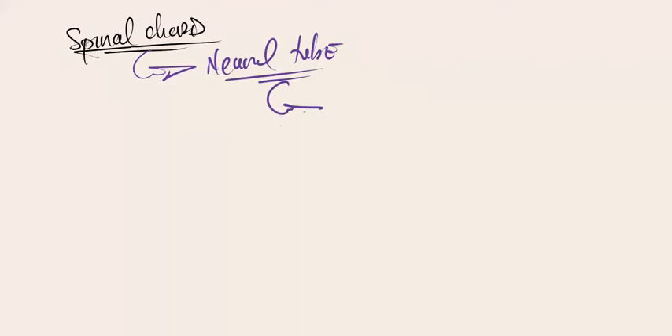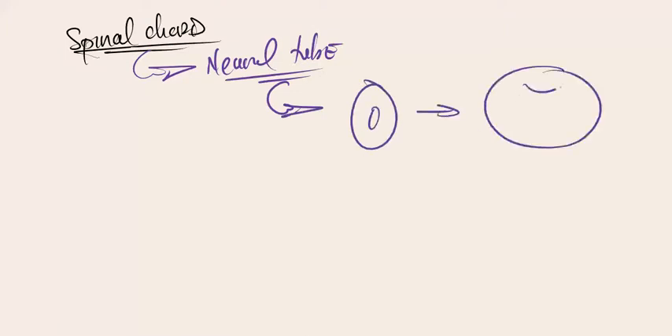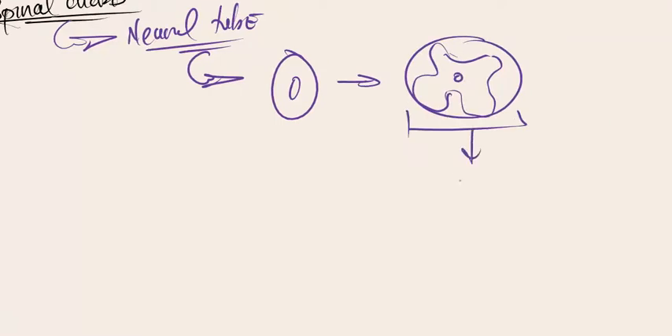Okay. So we're gonna start out looking at the spinal cord, right? We're gonna look at where the spinal cord is derived from. So the spinal cord is derived from what? The neural tube, right? So we're gonna see how from the neural tube we're able to derive this spinal cord.